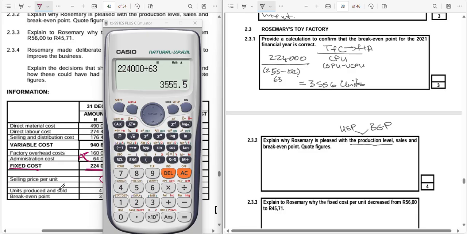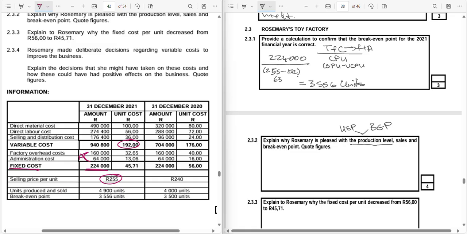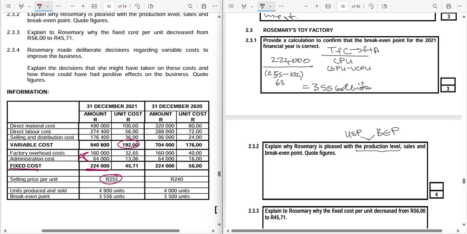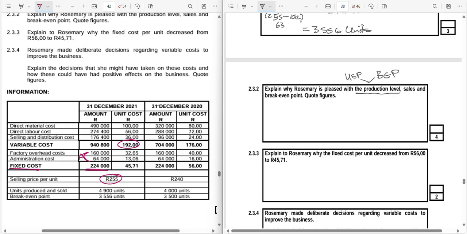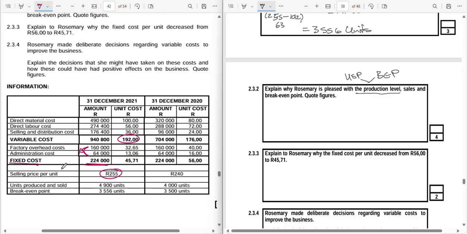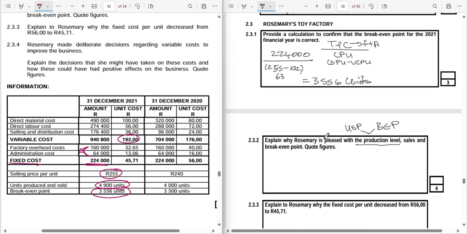So let's see why Rosemary is happy. They are saying, explain why she is pleased with the production level. Production level, they are referring to units sold and produced, comparing with the BEP. The units sold and produced is this one, and our break-even point is given. So they wanted us to prove it. They said provide a calculation to confirm. So they wanted proof, so we proved them.